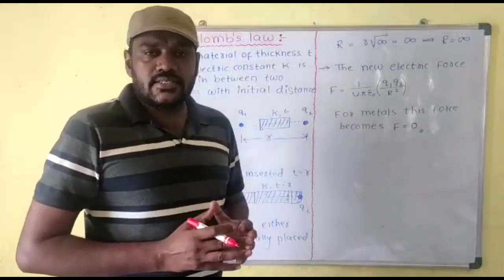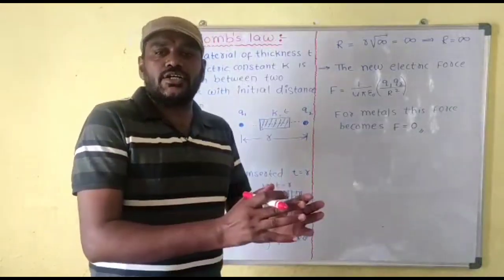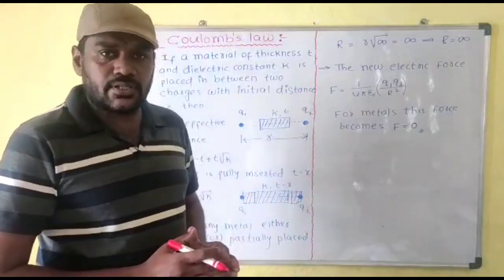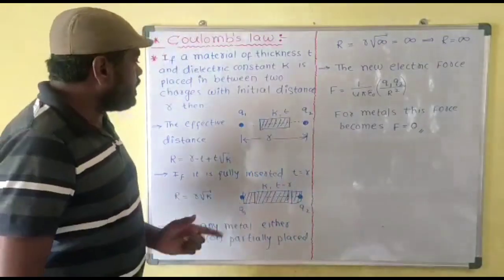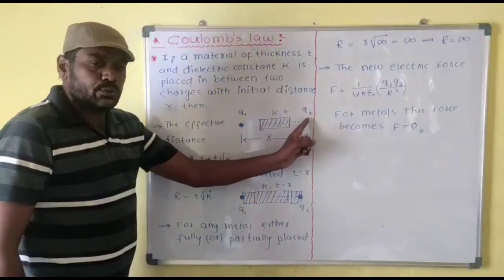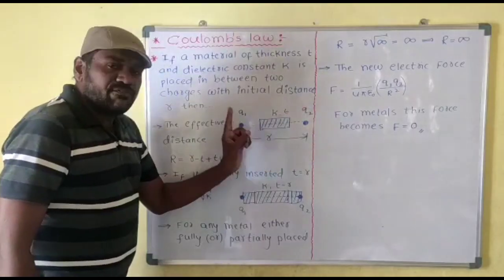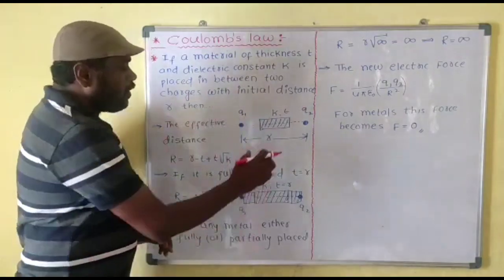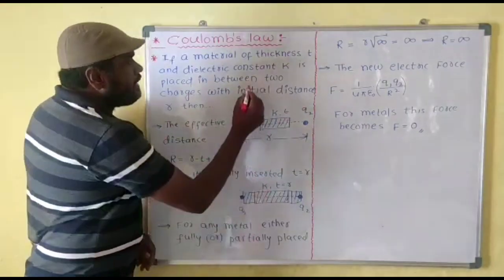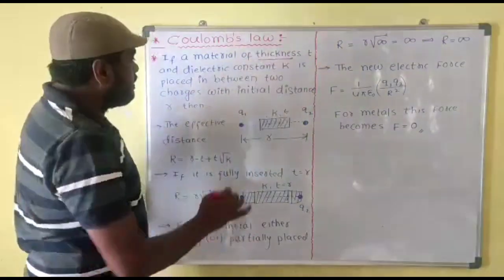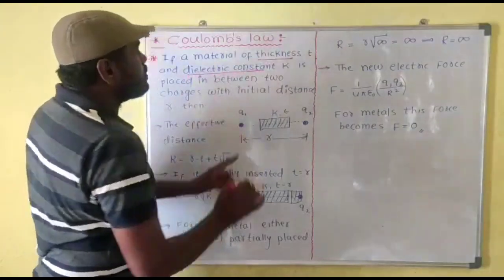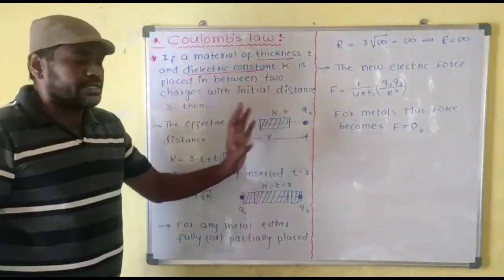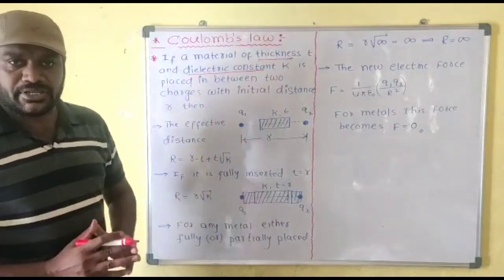Now let us discuss some other concepts which are related to solving problems in the objective classes. So now let us consider two charges Q1 and Q2. These two charges are kept in free space with an initial separation R. Now I have taken one material. That material's thickness I have taken as T, and its dielectric constant as K. K and T are the dielectric constant and thickness of the material.